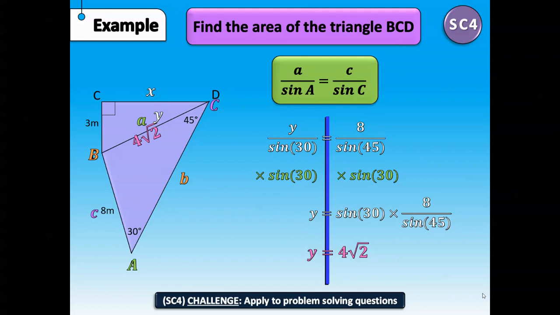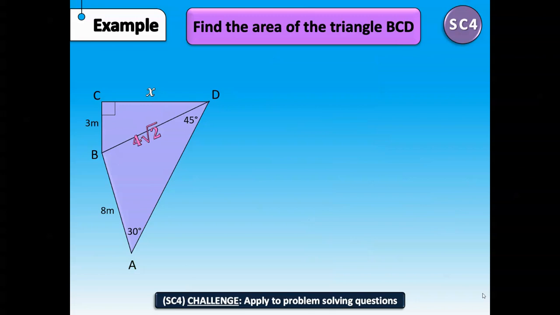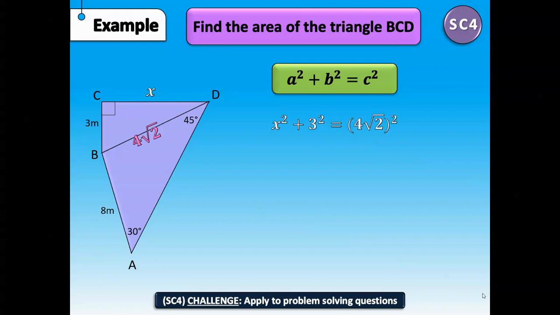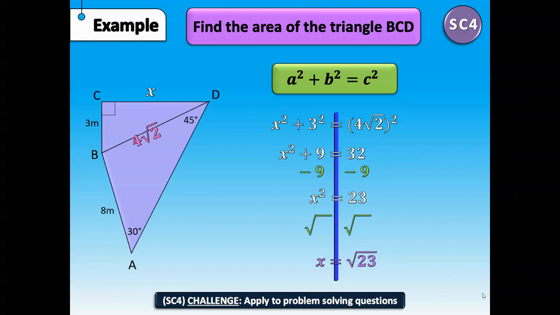Now I can use that to find side x, and I can just simply do that using Pythagoras' theorem because it's a right-angled triangle and I know 2 of the sides. So I use Pythagoras' theorem. So x is root 23.